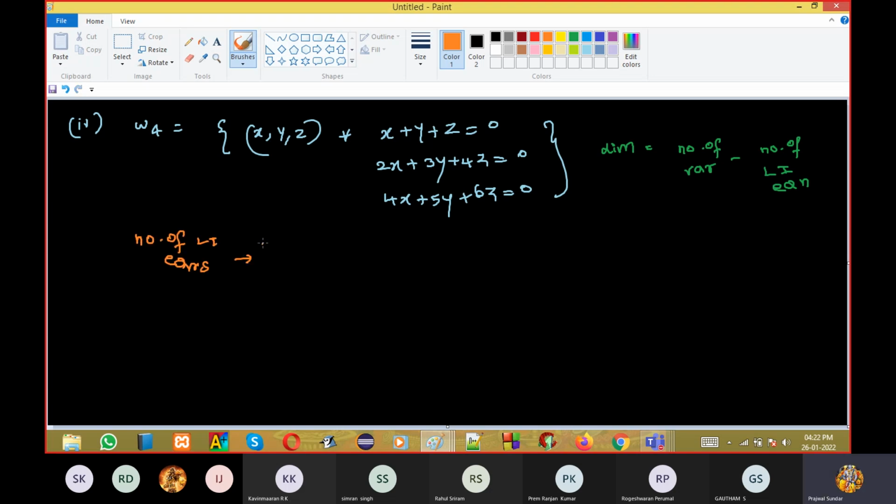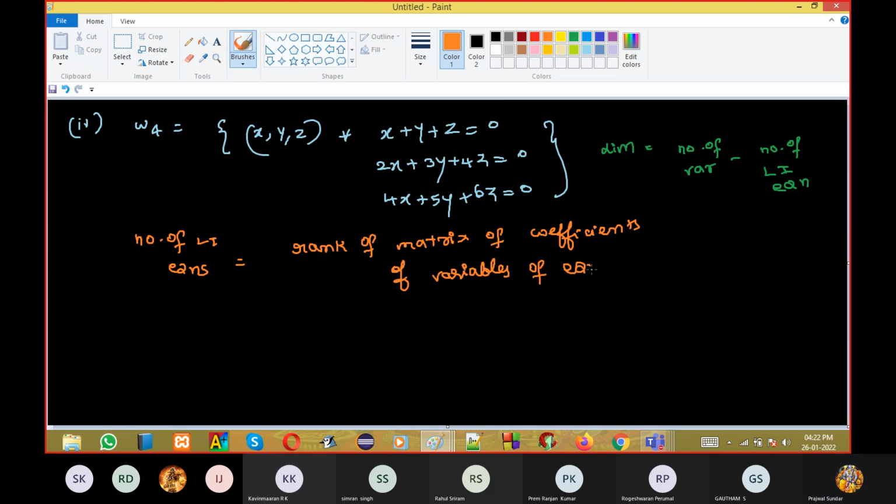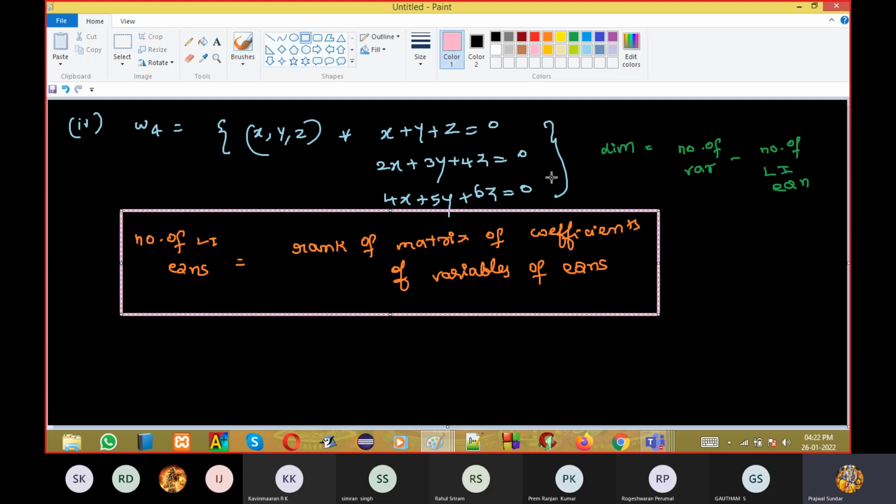Is equal to rank of matrix of coefficients of variables of equations. Just writing for formality this much big statement just for you to remember. Now I will show you what to do exactly.